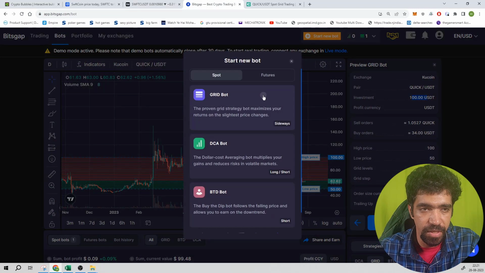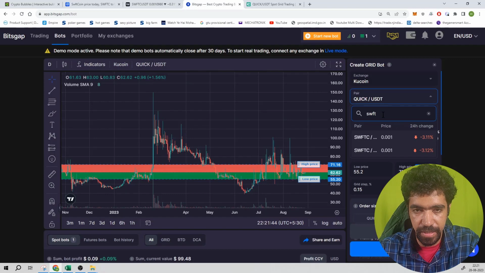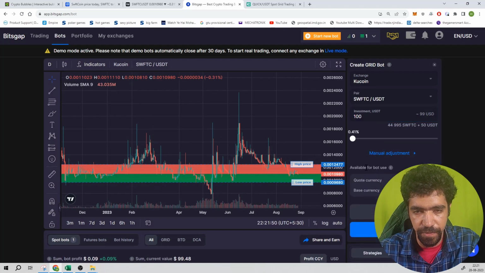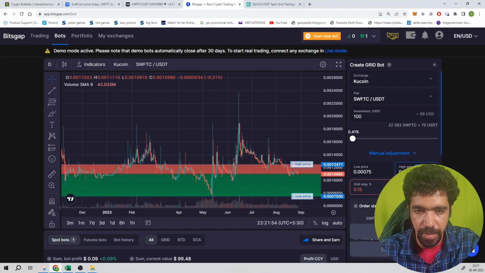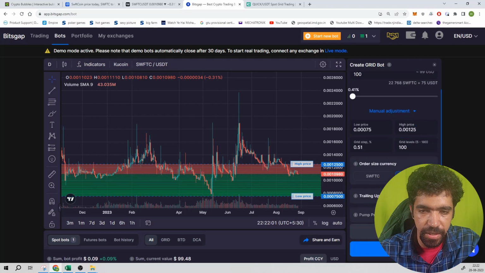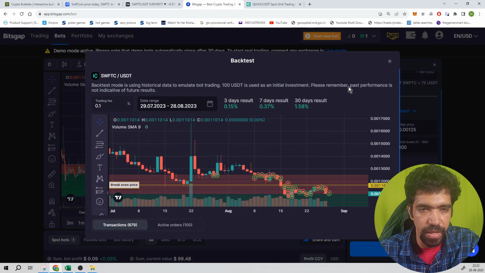You can go to Bitsgap and search for a grid bot. You can search the SWFTC USDT pair. Let us say the investment is $100 for calculation purposes. We have the low price as 0.00075 and the upper price is 125 satoshis. Let us say the number of levels is 100, turn off the trailing up option and click on backtest. So in this case, the return is only 1.5%.